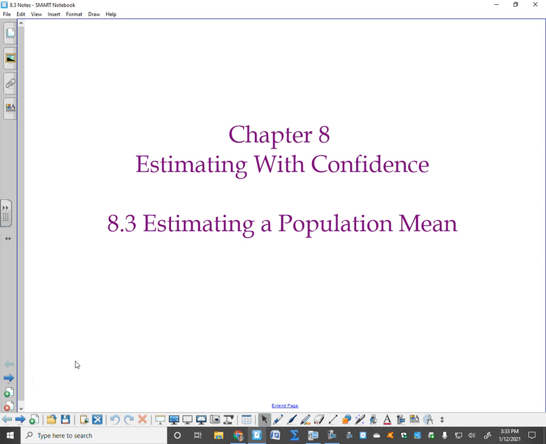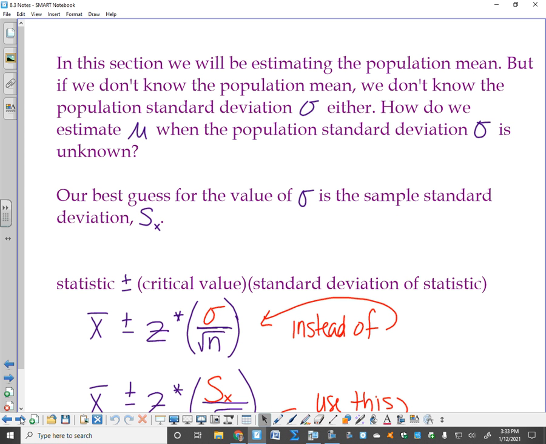Okay, so we've done estimating a population proportion in 8.2. And so now we're going to estimate a population mean. So go ahead and start thinking about what are the things that we did in 8.2 that are going to be the same, and what are the things we're going to have to adjust that are going to be different. And then I've got to add just a couple more things to that. And otherwise, 8.3 follows exactly like 8.2.